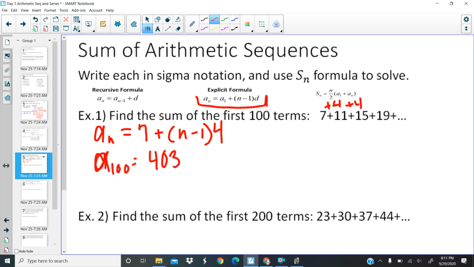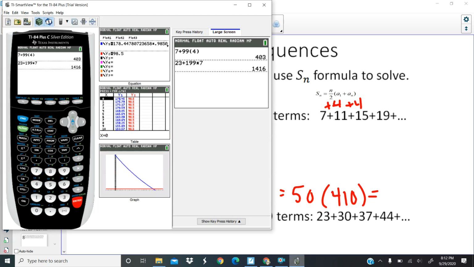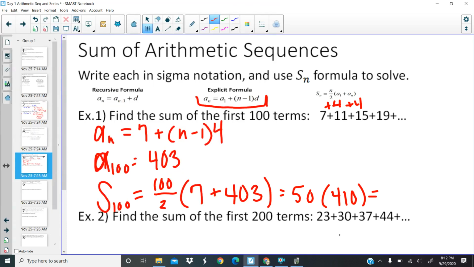And so then we're going to use that to find the sum of the first 100 terms, which is going to be written as S sub 100. S sub 100 is going to be n divided by 2, so that's 100 divided by 2, times the first term, which is 7, plus the last term, which is 403. So 100 divided by 2 is going to be 50, times 7 plus 403, which is 410, and then you're just going to multiply those together. So 50 times 410 is going to give you 20,500.